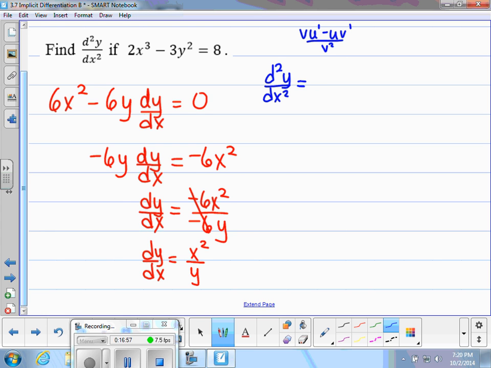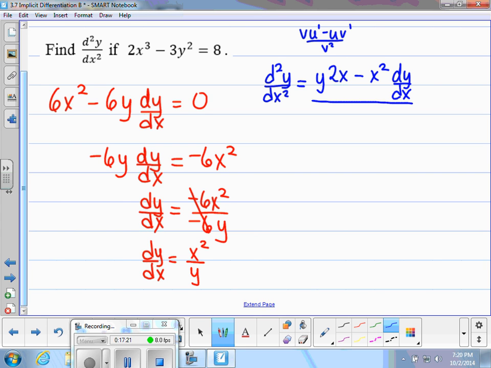Okay, so that's y times 2x, that's v times u prime, minus u, which is x², times v prime. So that's the derivative of the y, which is 1, but because I derived y, dy/dx.